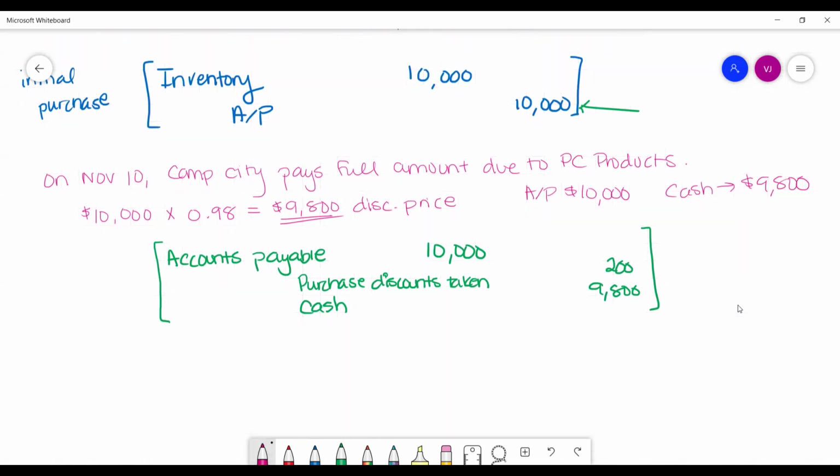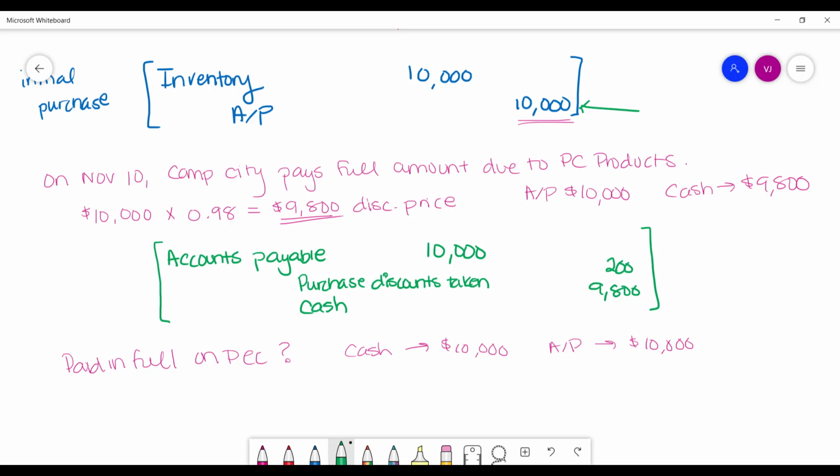However, what if you pay late? What if you paid in full on December 3rd? What then? Well, what if you anticipate you were going to pay $10,000? If you wait a month to pay, how much are you going to pay? $10,000. And how much did you record the payable as? $10,000.